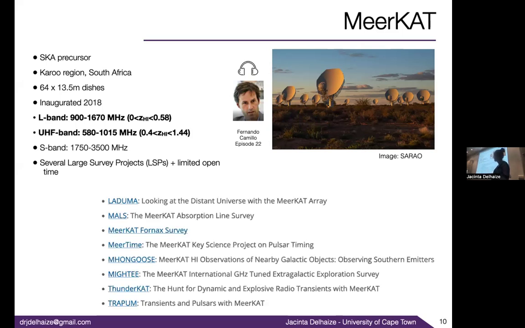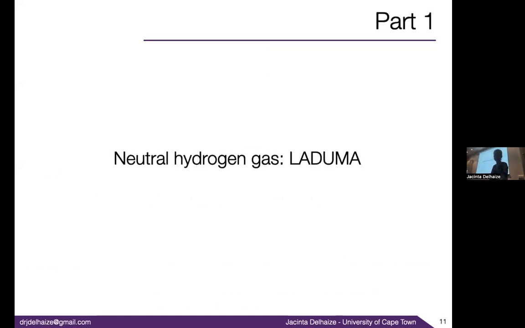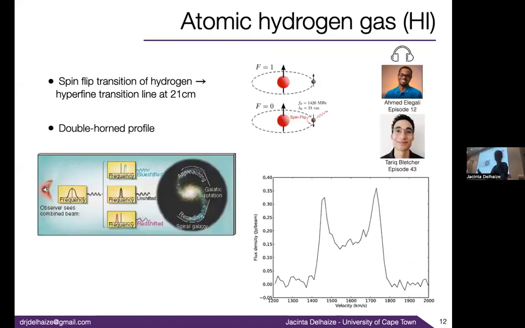So here are several of the LSPs, or maybe it's all of them. The ones that we use are LADUMA, which is a H1 survey only, and MIGHTEE, which is both H1 and continuum and polarization. Okay, so part one, neutral hydrogen gas with LADUMA.